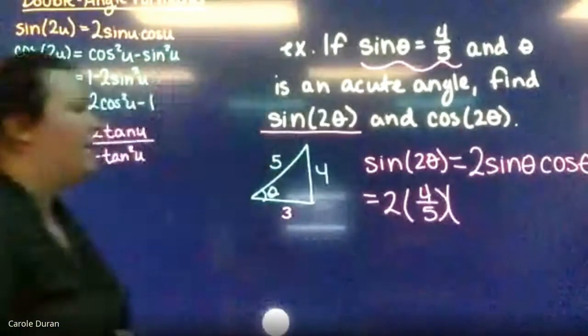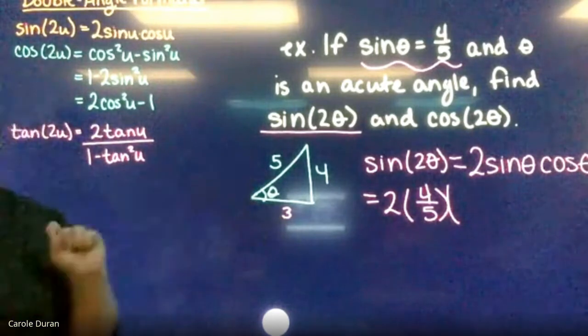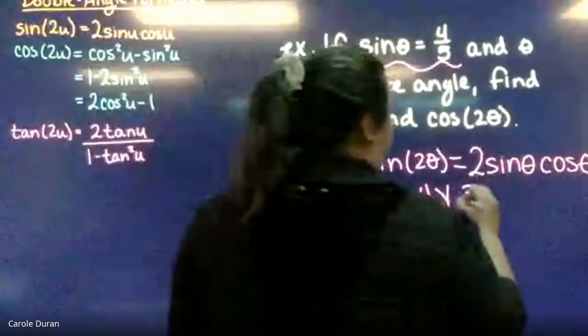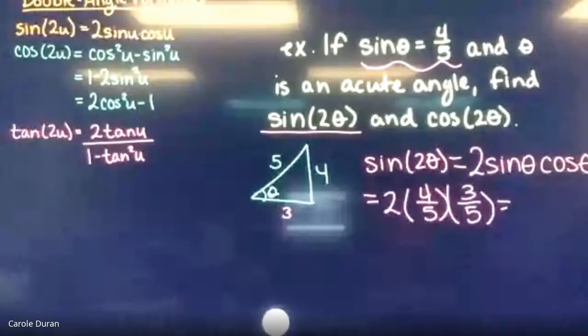Cosine of theta, however, I will have to find from my triangle. What is cosine on this triangle of theta? 3/5. Cosine is adjacent over hypotenuse. My adjacent side is 3. My hypotenuse is 5. And then I simplify by multiplying my fractions together and doubling my answer.